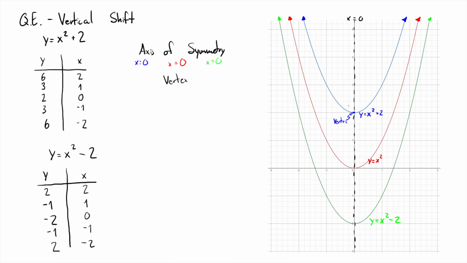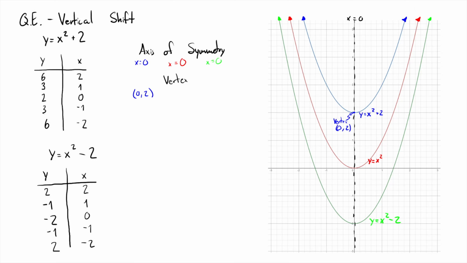And the vertex, well, where is it located? It's located at this point, and this point has an x-coordinate of 0 and a y-coordinate of positive 2. So the vertex for the blue graph, y equals x squared plus 2, is going to be 0, comma 2.